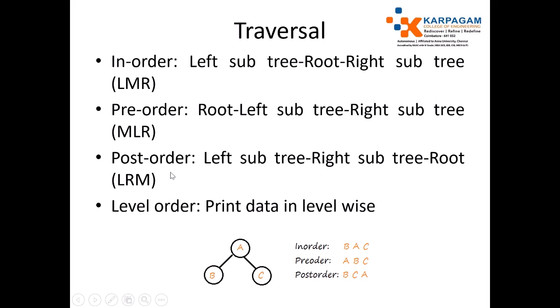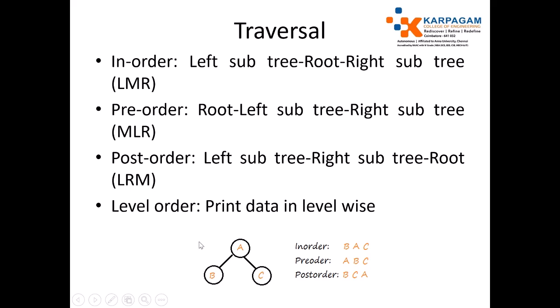In post-order traversal, we first visit the left subtree and right subtree, and finally the root. The formula is LRM: left subtree, right subtree, and middle node. Here I have a tree. I wish to perform post-order traversal. First we visit the left subtree, B, then the right subtree, C, and the middle node, A. So the data are read in the order BCA. So these are the traversal methods which we deal with in the tree concept.